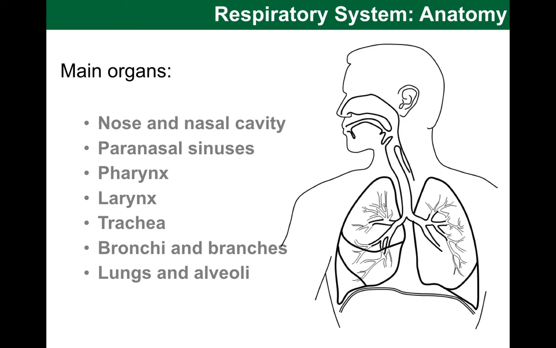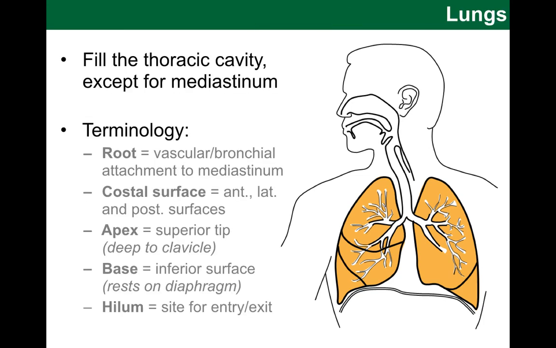Now, let's move on and finish this video by looking at the lungs in a little bit more detail. So, the lungs take up the entire thoracic cavity, with the exception of the mediastinum. Also note that they start high up. The apex of the lungs, the most superior tip, is located deep to the clavicle. And they run all the way to the diaphragm, where the inferior surface of the lungs rests. This is known as the base of the lungs.